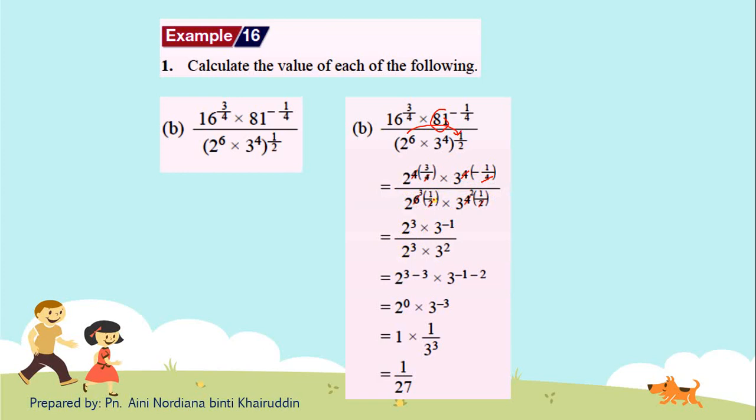divided by 2 to the power of 3 times 3 square. So 3 minus 3 here because of divide, times 3 to the power of negative 1 minus 2. Then you get 2 to the power of 0 times 3 to the power of negative 3. 2 to the power of 0 is 1. 3 to the power of negative 3 is 1 over 3 cubed. So this is the final answer, 1 over 27. 3 cubed is 27.